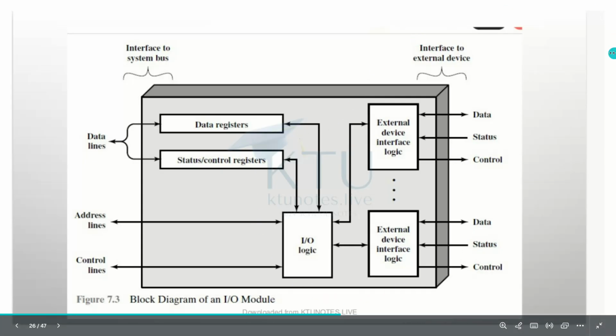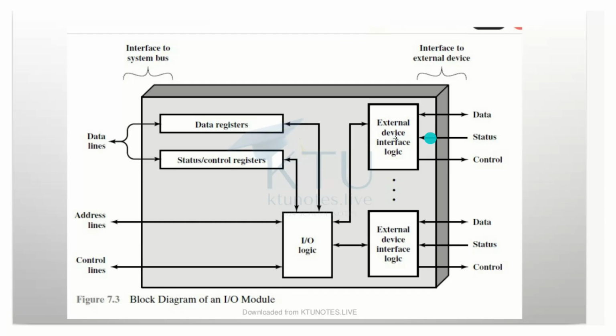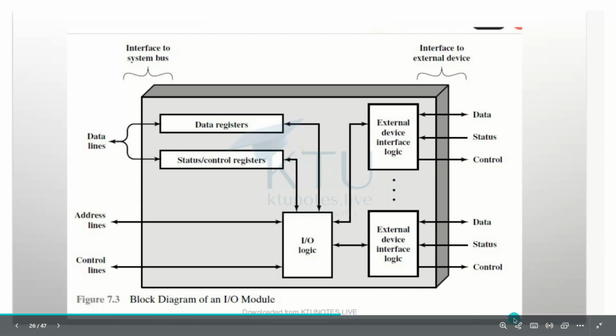Now, this is the external device interface logic. Here we have the external devices. The status of the external device is given to the IO module. Similarly, control is the command from the IO module that tells the device what to do. Status is given from the external device, and data is shared between them.